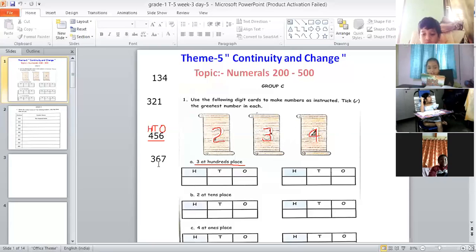So what is the number now? 367. Yes, so this is 367. You should know how to read this. Vineet, what is the last number now?